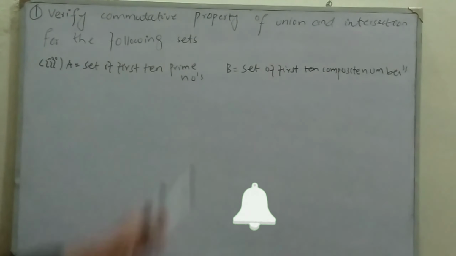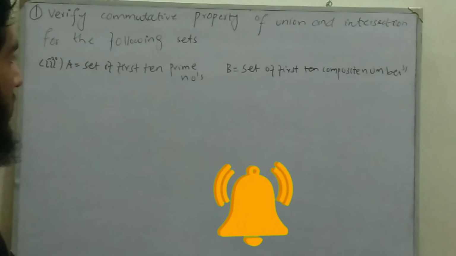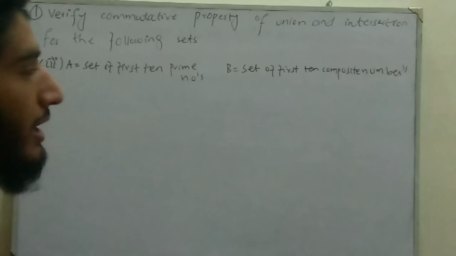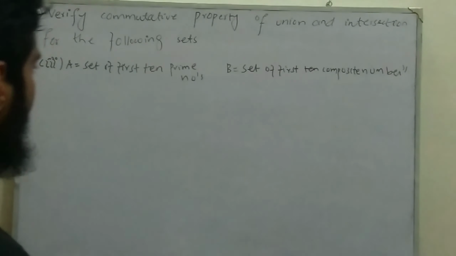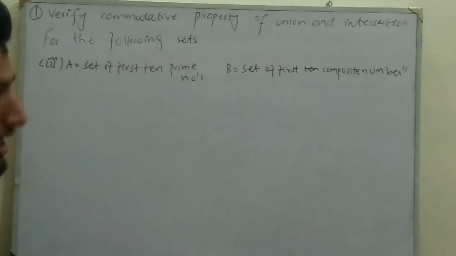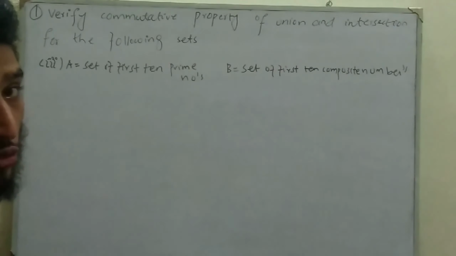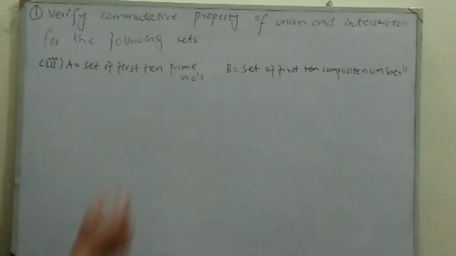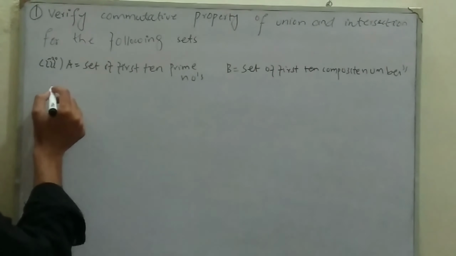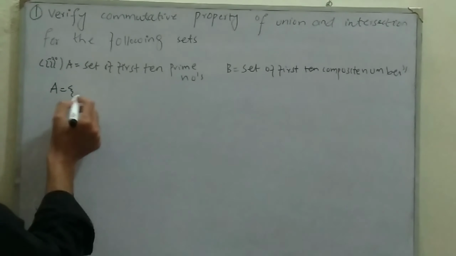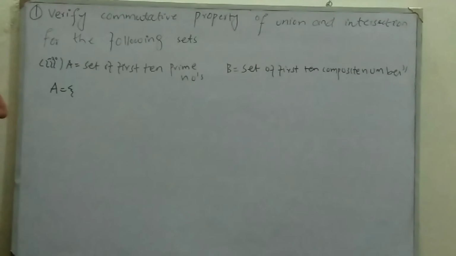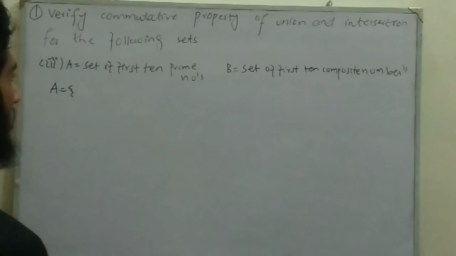What is a prime number? Prime numbers are those numbers which are divisible by itself and by 1. There are 4 factors of a prime number: plus minus 1 and plus minus itself. And composite numbers are those numbers which have more than 2 factors. So first we are writing it in the form of a set. The set of first 10 prime numbers will be, 1 is not a prime number because it is divisible by just 1 and not by another number, because a prime number must have 4 factors.